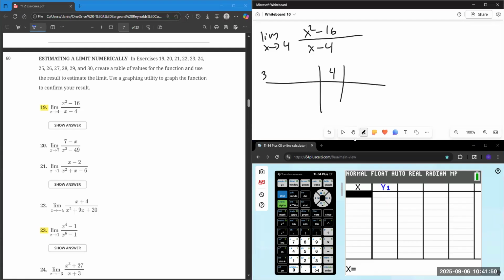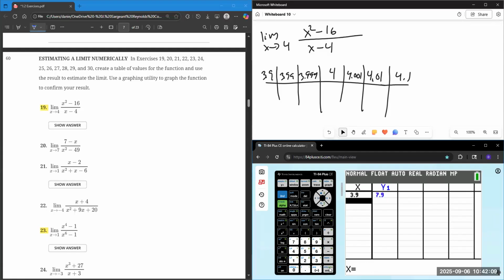But let's approach 4 from the left and the right. So 3.9, 3.99, 3.999, 4.1, 4.01, 4.001.